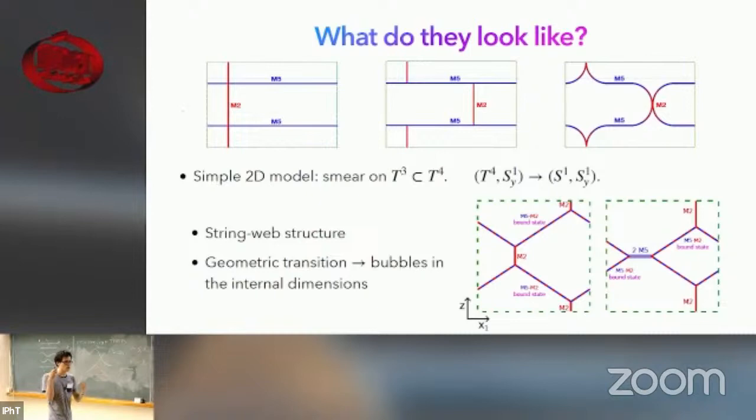Well, you see, in this picture the horizontal line is a T4. But you can take a very simple two-dimensional model, where you smear in the T3 that is inside of the T4. So instead of these nice curvy things, you would get a string web structure. And because all these brane webs, all these string webs, are around some cycles, you would expect that there is a geometric transition, so that in the end you would have some bubbles in the internal dimensions.